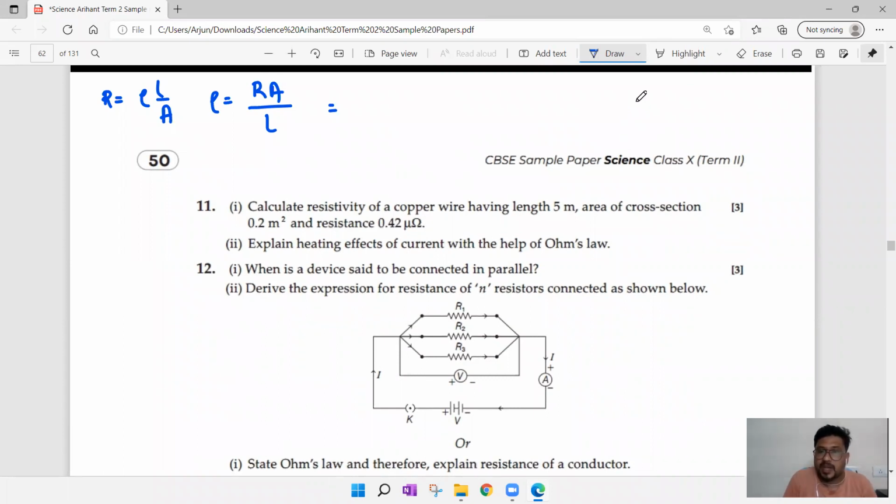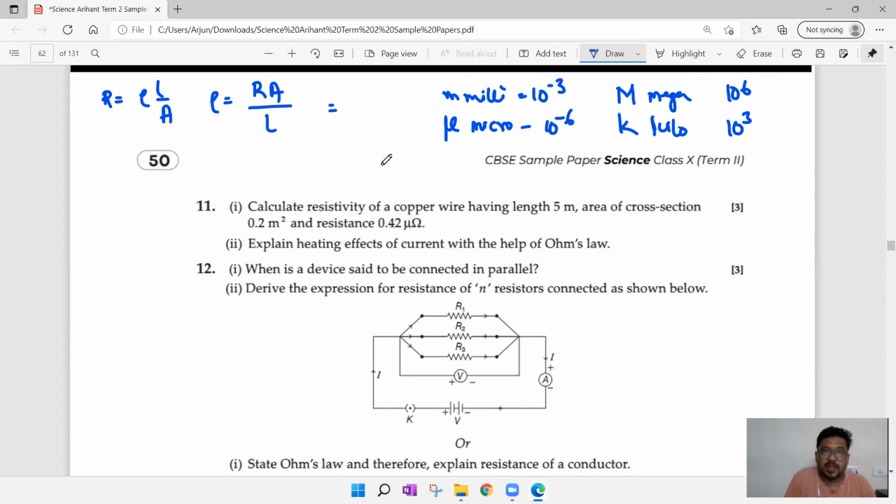Here I already gave one hint that whenever you find such type of things, capital M is for mega. Capital K is for kilo. Kilo means 10 to the power of 3. Mega means 10 to the power of 6. Small m stands for milli. Milli is 10 to the power of minus 3. Mu stands for micro. Micro means 10 to the power of minus 6. N stands for nano. Nano means 10 to the power of minus 9. So these points you have to remember.